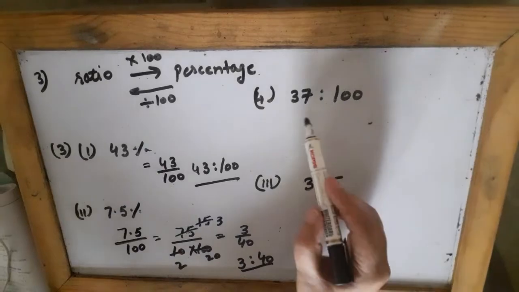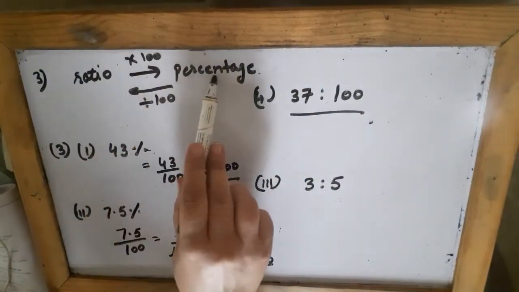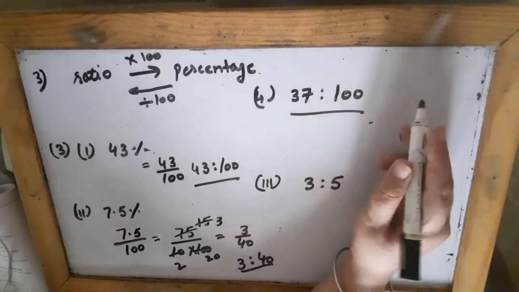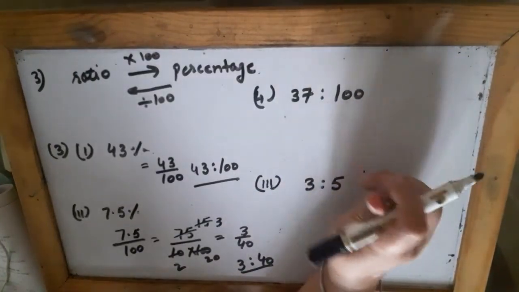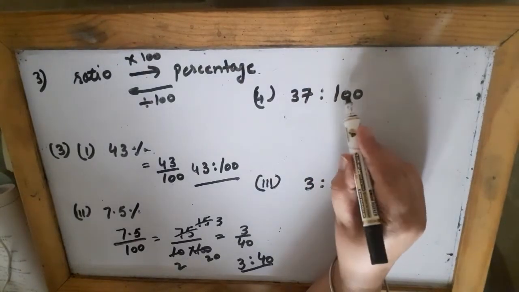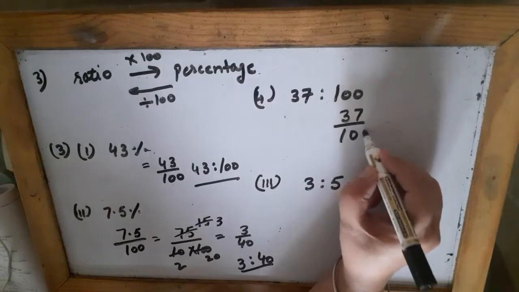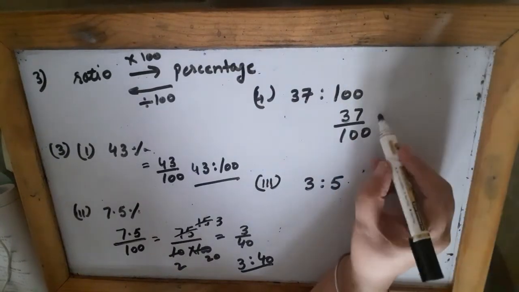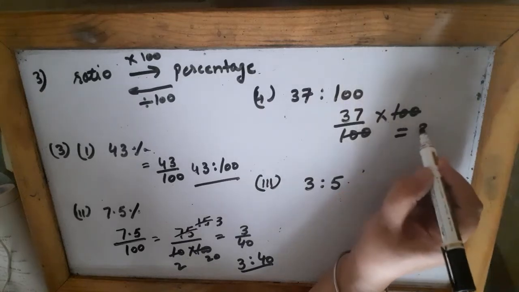Okay, now to convert ratio into percentage, what will I do? Ratio into percentage, anything if I have to convert into percentage, it means I have to multiply with 100. So this ratio 37 is to 100 I can also write as 37 upon 100. And to convert this into a percentage, multiply by 100, so this becomes 37%.